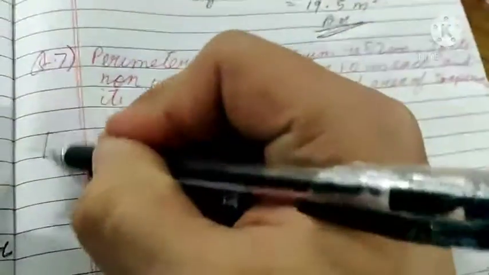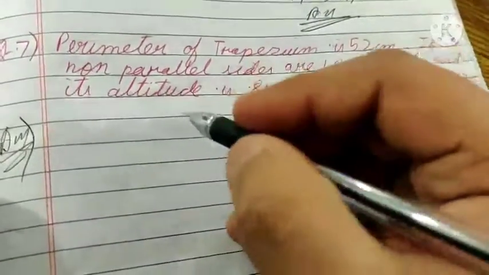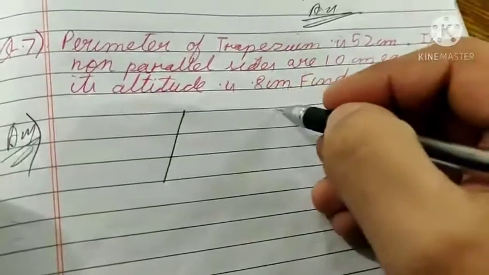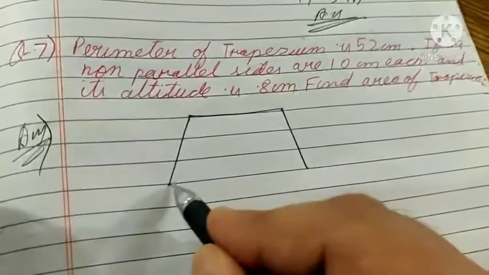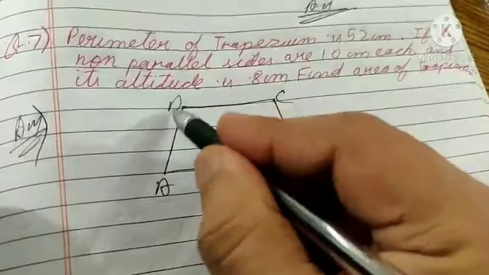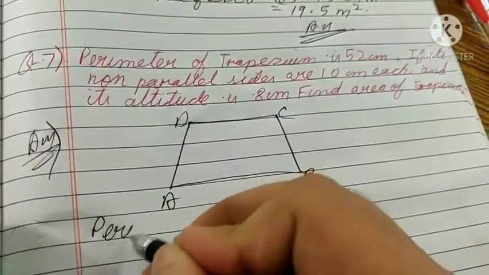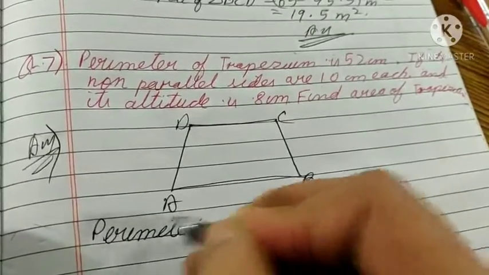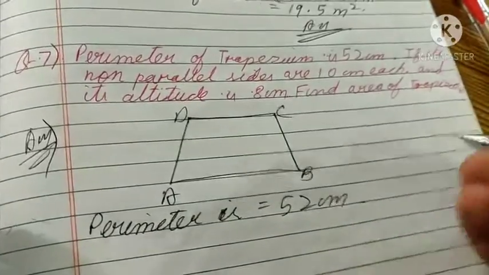As I have always said, in a question you have to always construct a diagram if it is not mentioned. So construct a diagram for it. It says that it is a trapezium, so we will construct a trapezium here. It says that the perimeter is 52 centimeters. What is perimeter?